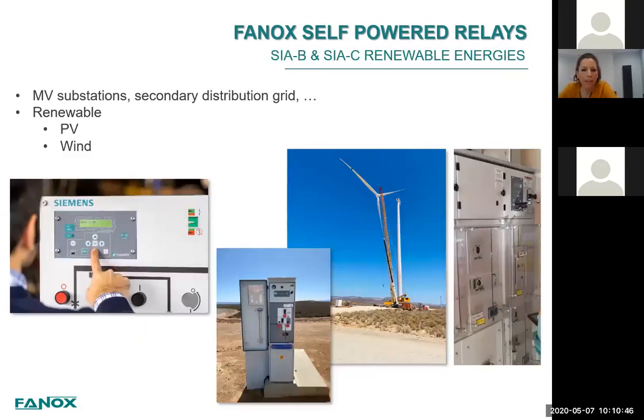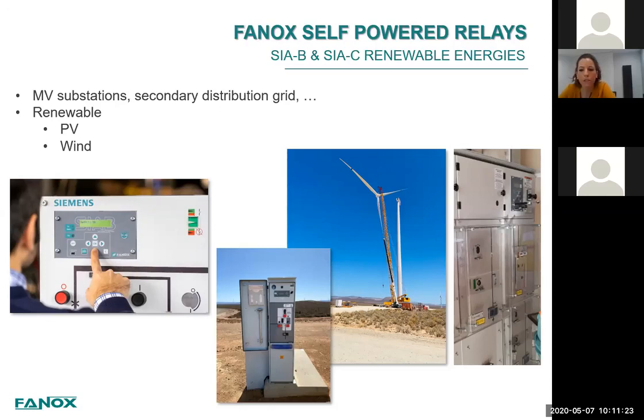If we speak about the applications of self-powered relays, we can consider two different important applications. One is renewable energies. In this case, the relays are very compact, so they are very useful because the switchgears in this type of application are really small. In case of photovoltaic installations, the ideal Fanox solution is the Siab. Why? Because as you know, in this market it's really important to use a really competitive and easy relay.